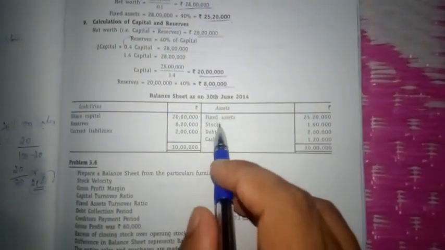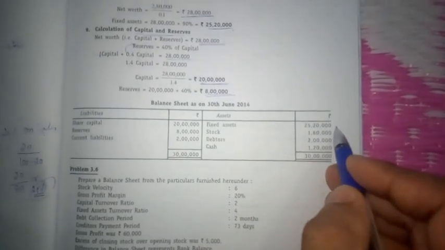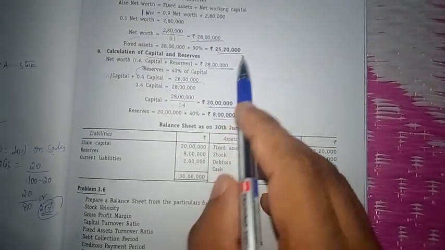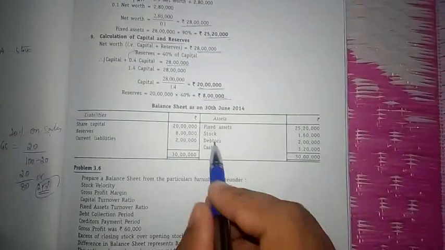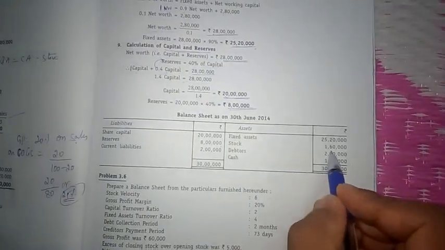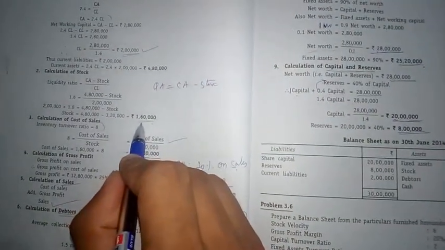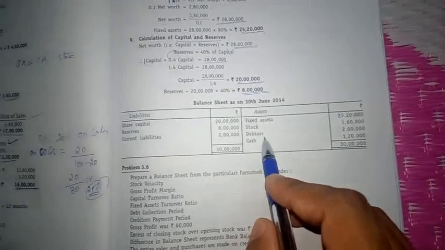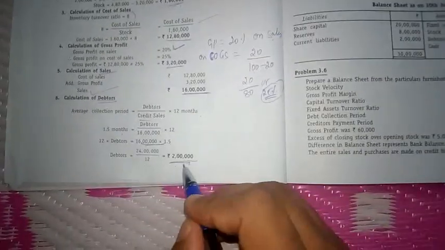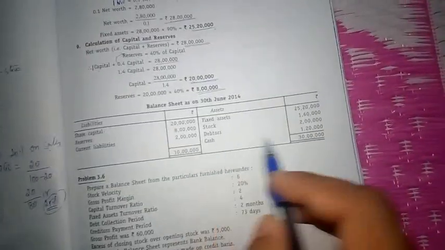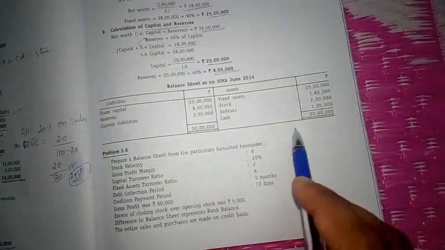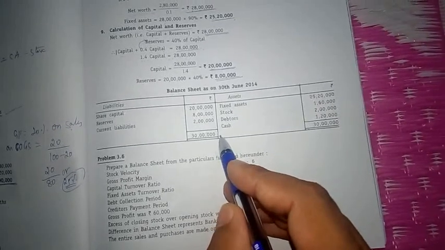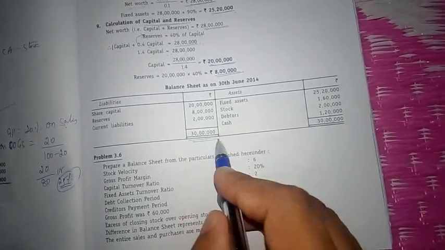Then under the asset side, first we need to transfer fixed assets. Here we have calculated fixed assets 25 lakh 20,000. Then stock balance, we have calculated 1,60,000 here. Then debtors balance, we have calculated 2 lakh rupees, and cash balance we have calculated 1,20,000. So if you make a total, the balance sheet will get tallied, that is 30 lakh on both sides.